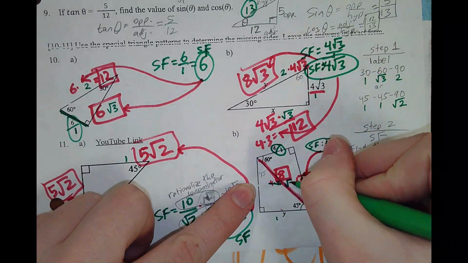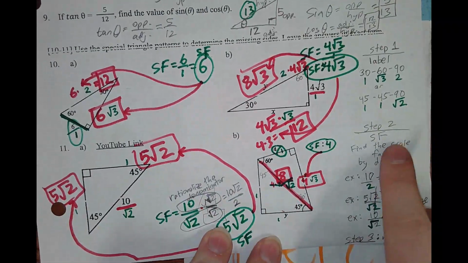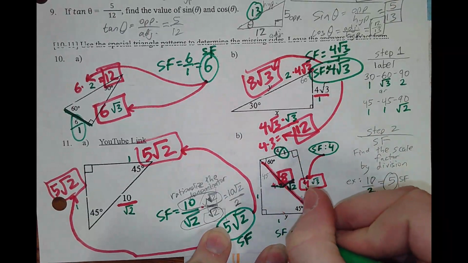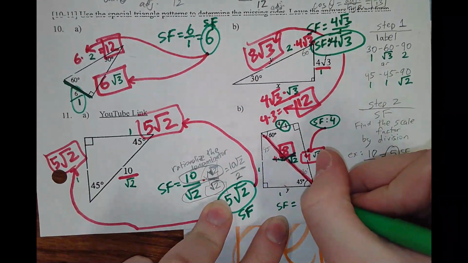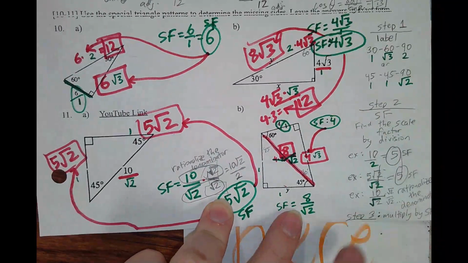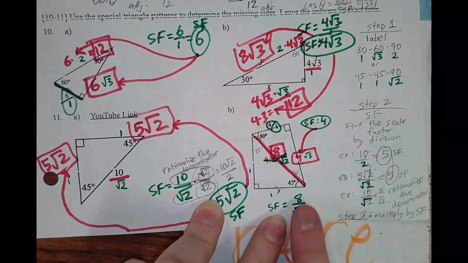Divide the 8 by root 2. So step 1, label. Step 2, find the scale factor. The scale factor is going to be 8 divided by root 2. Well, we know that if we have like 10 divided by root 2, we have to rationalize the denominator, so this one we have to do the same.